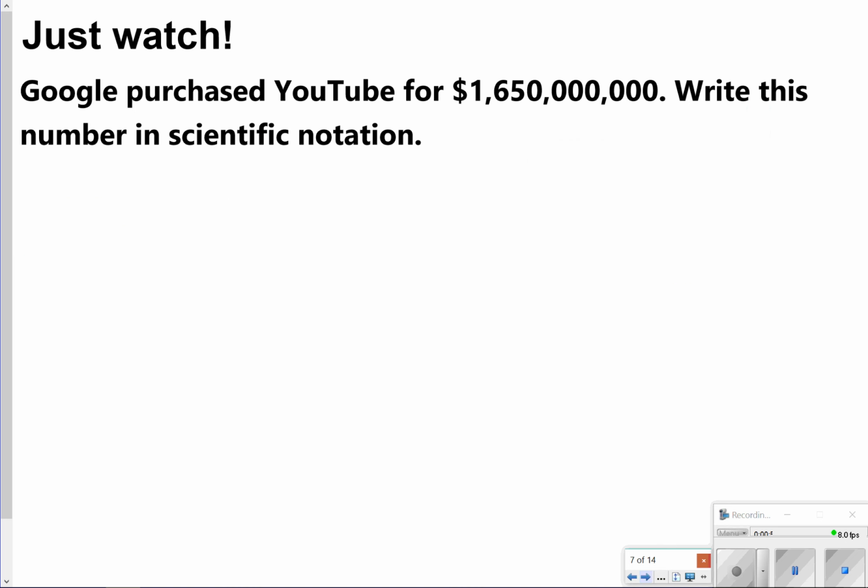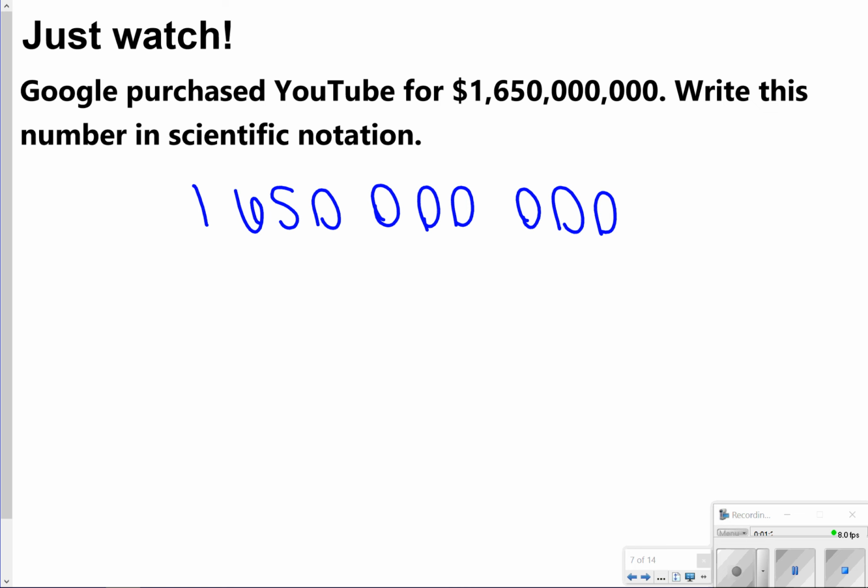Alright, so this first one we're going to look at just so you can get a rough idea of how to do it. The first thing you're going to do is notice that you have a very large number that says Google purchased YouTube for $1,650,000,000. Write this number in scientific notation. What you need to do first is make sure that you know how to get this number in between 1 and 10. We can do that by putting a decimal right here. So I know my decimal is going to be 1.65.